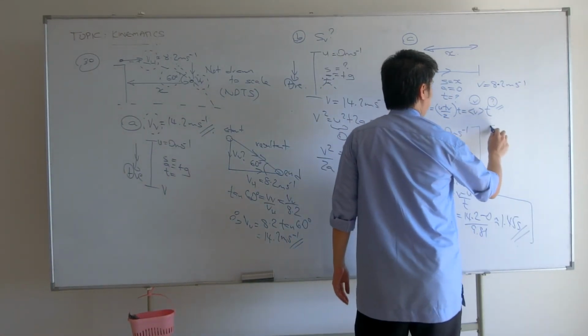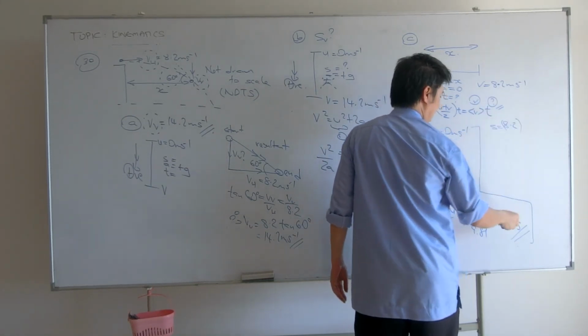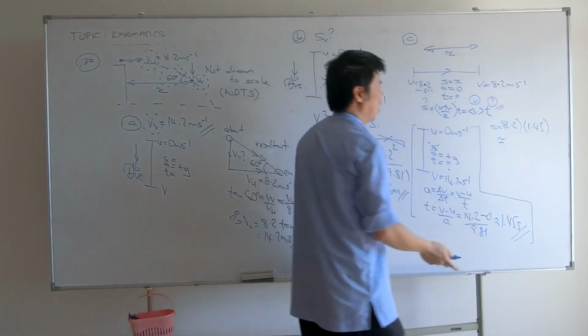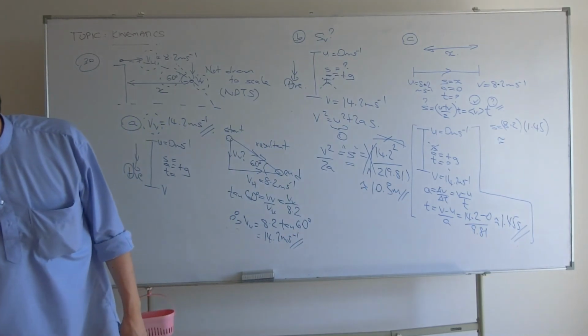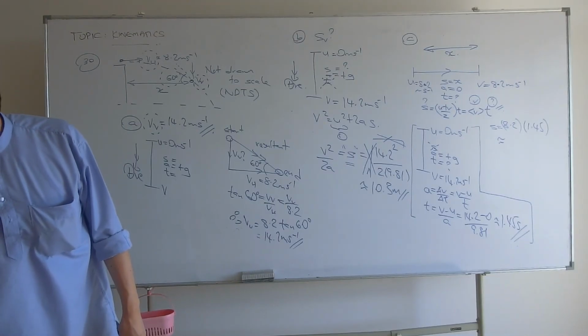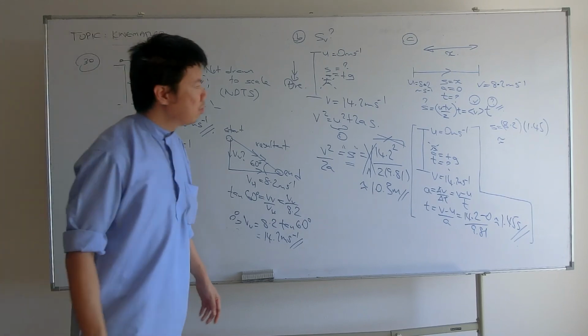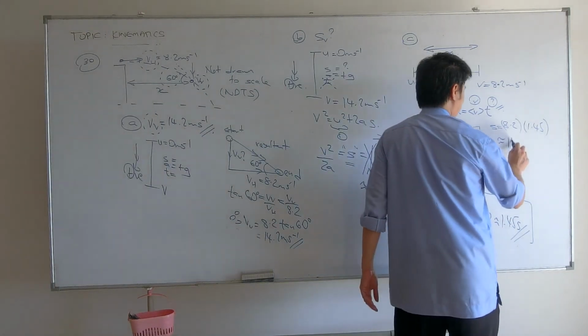So now we have the average velocity here, 8.2. Time here is 1.45 seconds. Click the clock and let's see whether you can get a value. And you should have a value of around 11.9 meters.